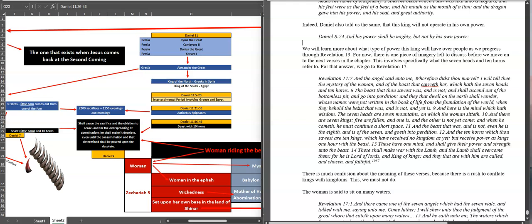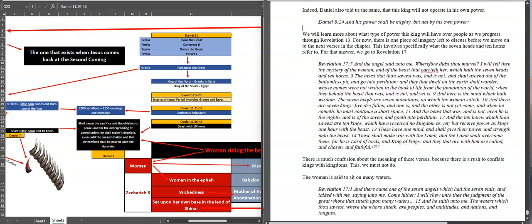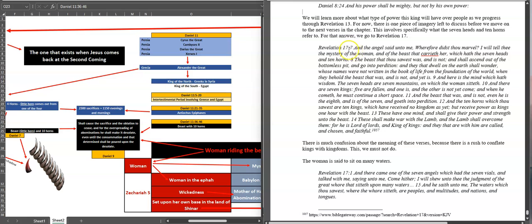Now we'll learn more about what type of power this king will have over people as we progress through Revelation 13. For now, there is one piece of imagery left to discuss before we move on to the next verses in the chapter. And this involves specifically what the 7 heads and the 10 horns refer to. For that answer, we go to Revelation 17. We'll start in verse 7.